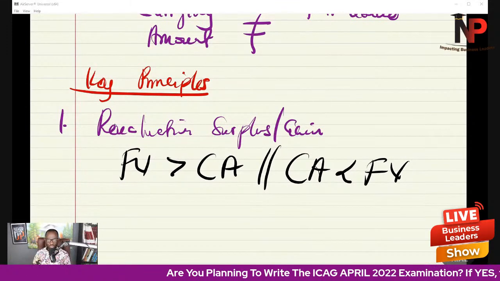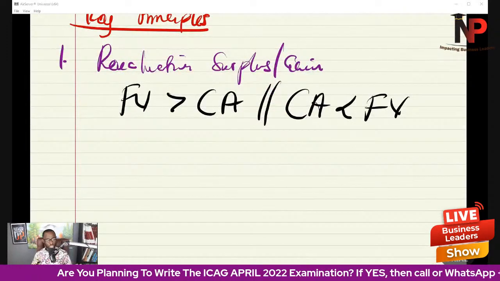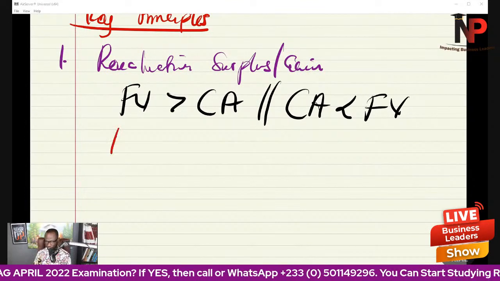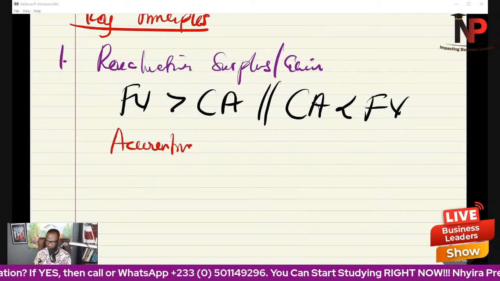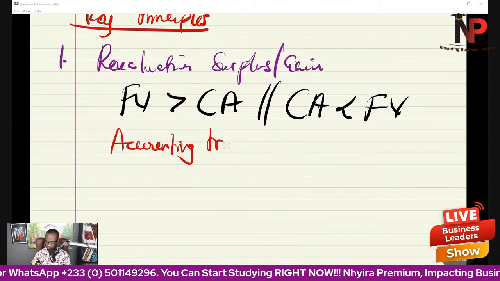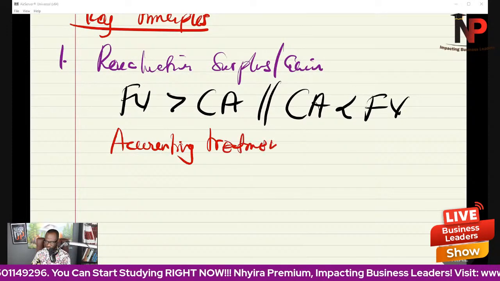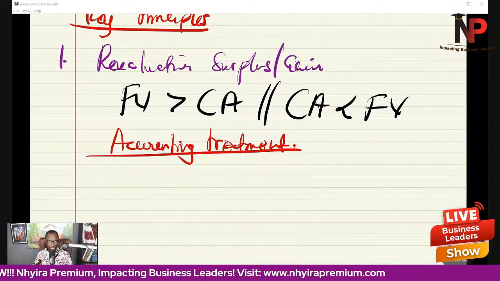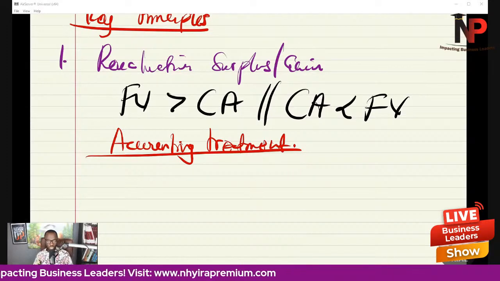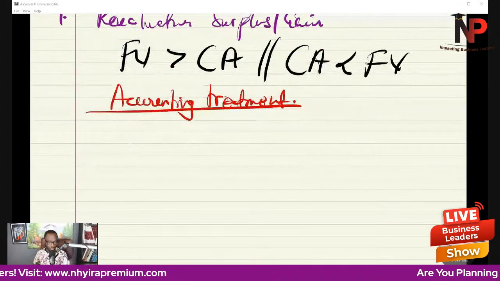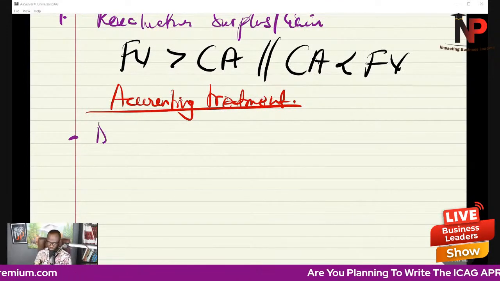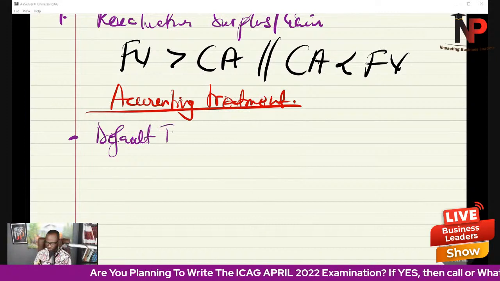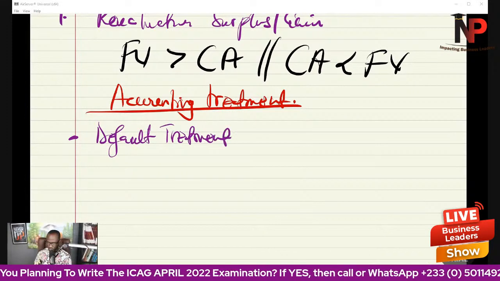Now, we said that when there is a revaluation gain or revaluation surplus, how do we treat it? So let's look at the accounting treatment. That is where it's going to be getting exciting in a moment. So the accounting treatment relating to revaluation surplus: there is what is called the default treatment and then the alternative treatment. So let me talk about the default treatment. Now, stay with me carefully as we unpack this principle very well.